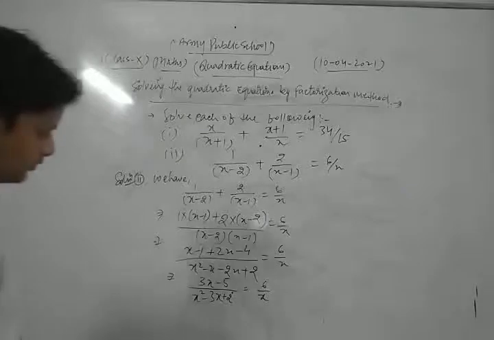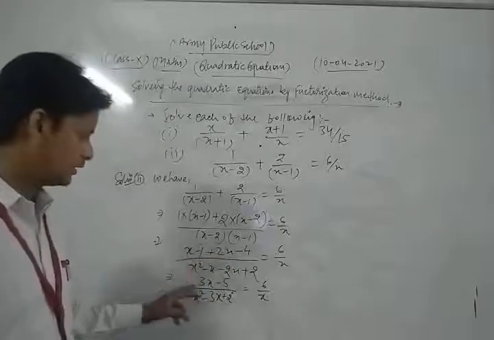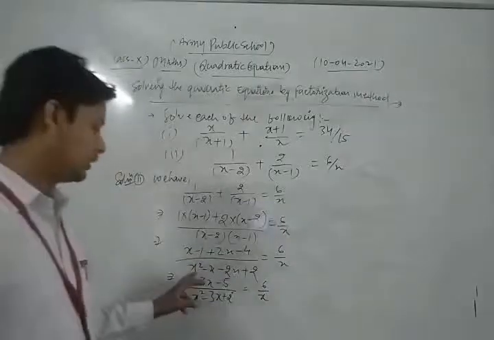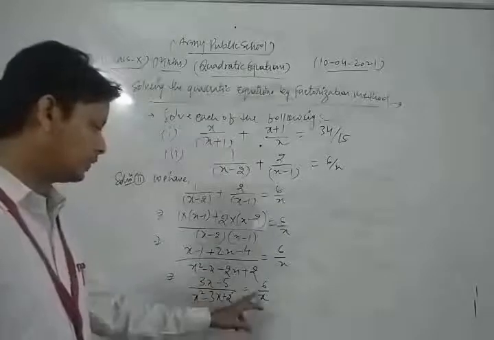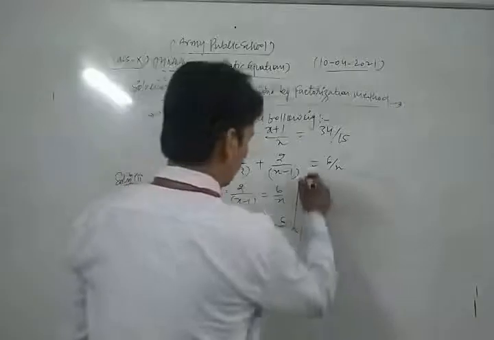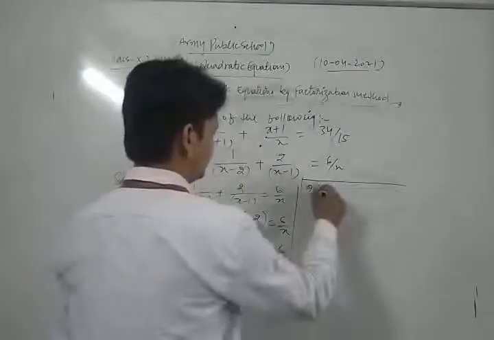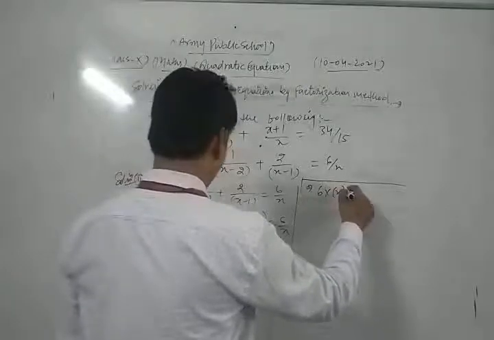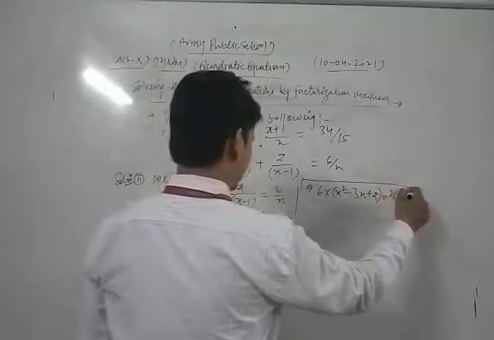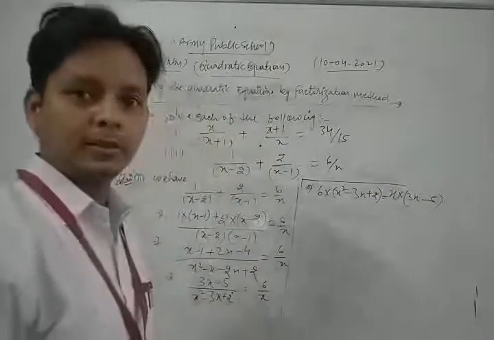Now this is plus 3x minus 1 minus 4, this is minus 5, and the denominator is x square minus 3x plus 2. Now we do cross multiplication, so we get 6 into (x square minus 3x plus 2) is equal to x into (3x minus 5).